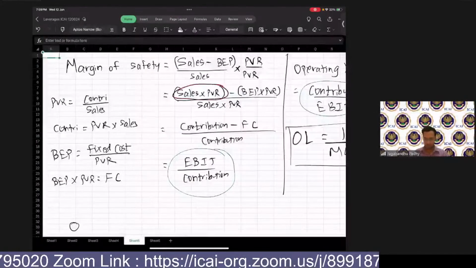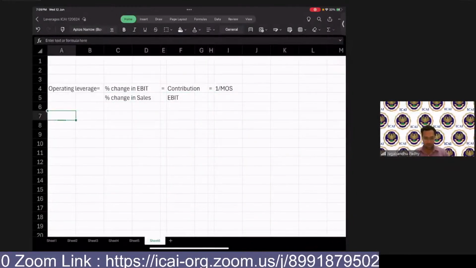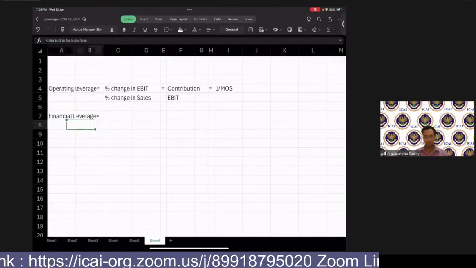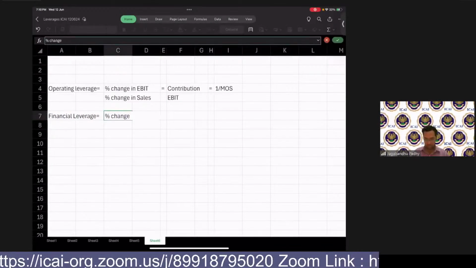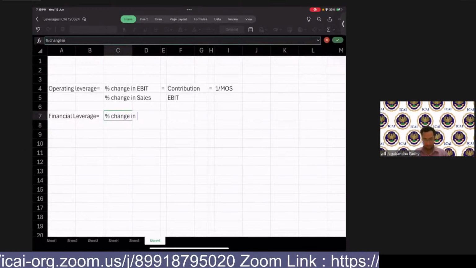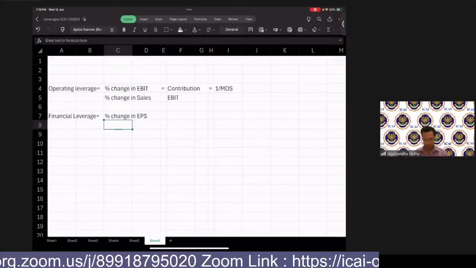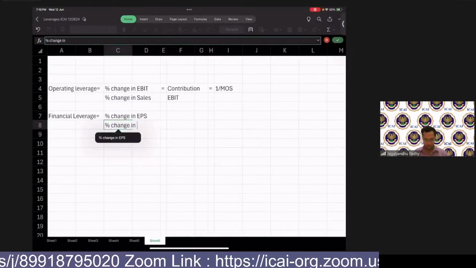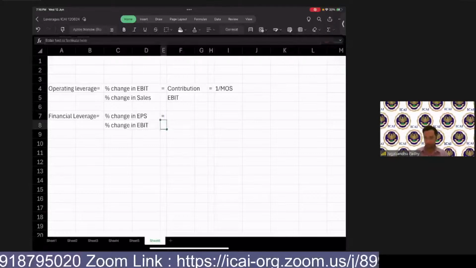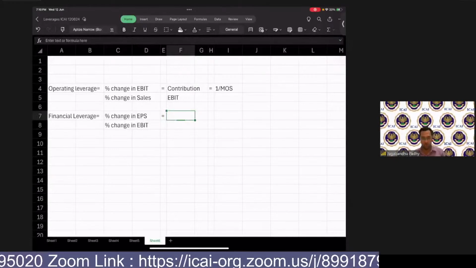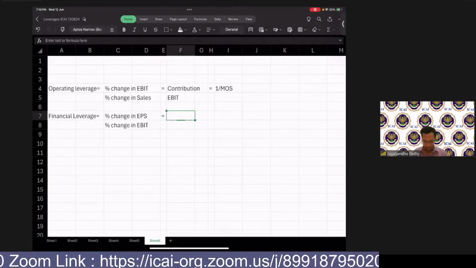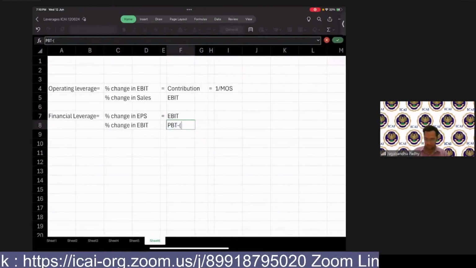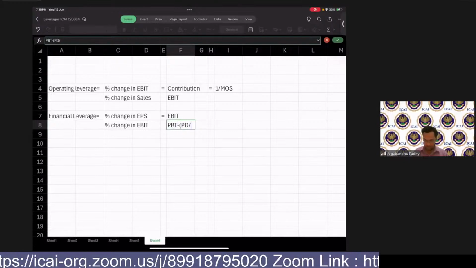Let me just read over here. Then, as far as financial leverage is concerned, we have percentage change in EPS due to some percentage change in EBIT. The shortcut formula for this is EBIT upon profit before tax minus preference dividend divided by 1 minus T.